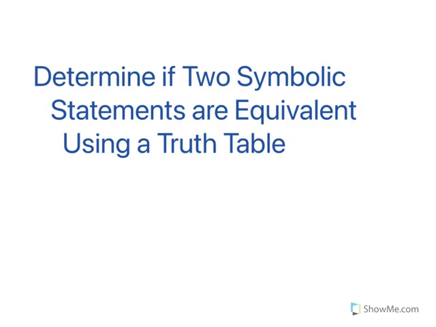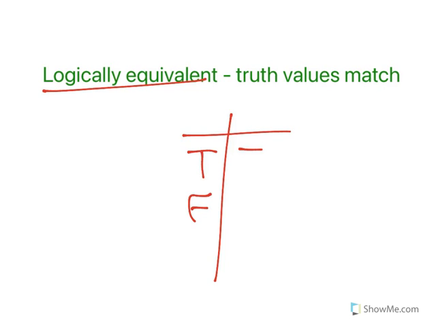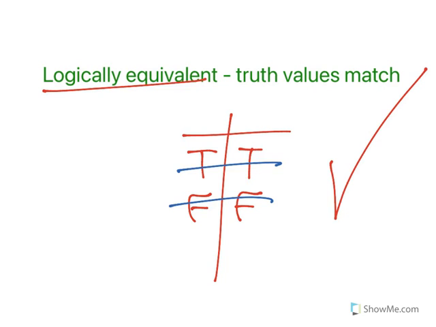Determine if two symbolic statements are equivalent using a truth table. Now, if we're talking about being logically equivalent, that means the truth values match. So if we're looking at a truth table and I have true, false, and then the next one is true, false, then yes, check it off. These are logically equivalent because the truth values all match, going across column to column.